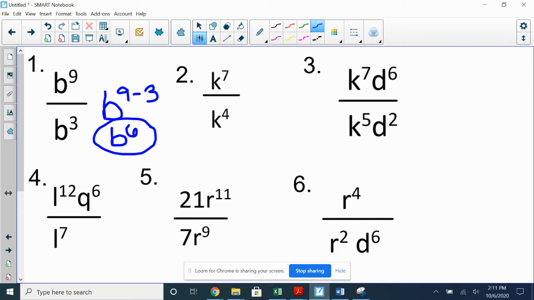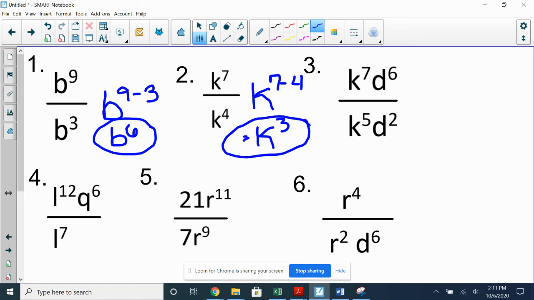Let's try another one. So I have k to the 7 over k to the 4. A matching base is k, top exponent minus bottom exponent. So k to the 7 minus 4, and 7 minus 4 is 3. So we're just left with k to the 3.